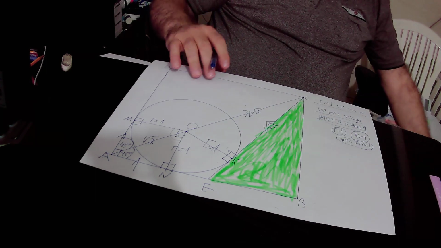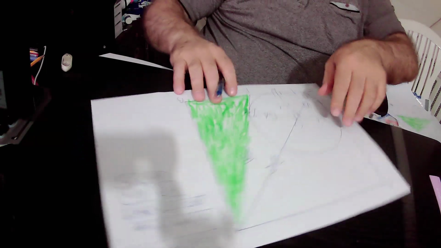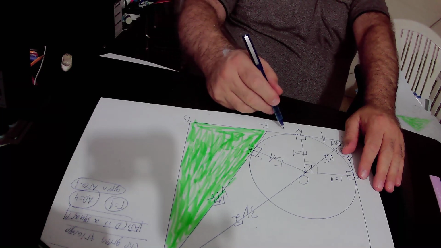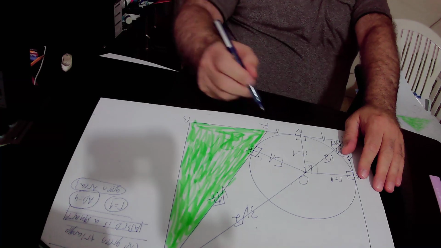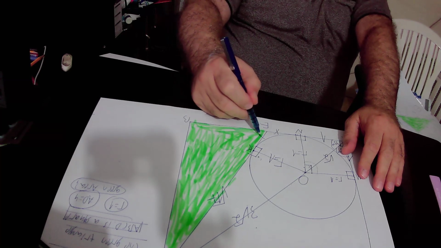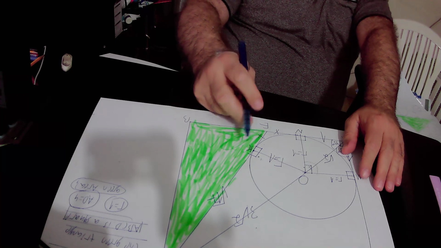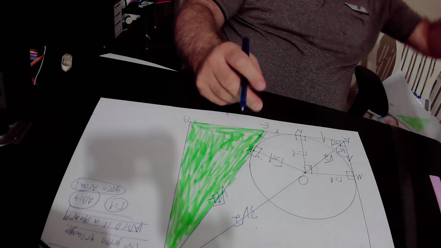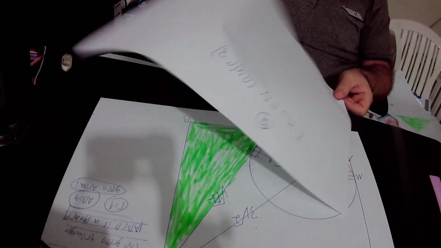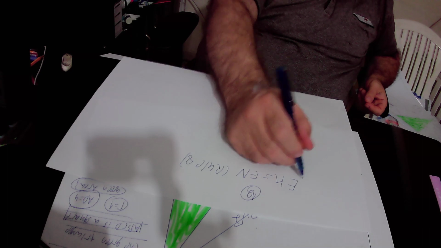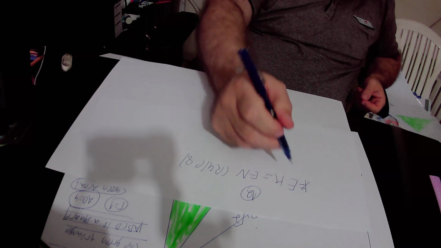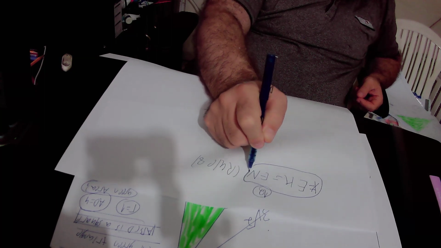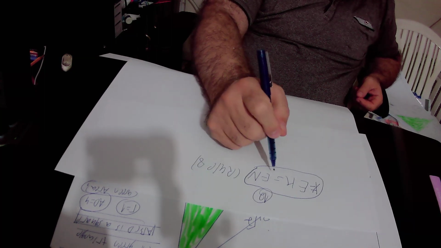And if we define the length of EN as x, then EK will also be equal to x because the lengths of those two tangents are equal to each other. So here we get that EN equals EK equals x according to our definition. So the lengths of those two tangents are equal to x according to our definition.